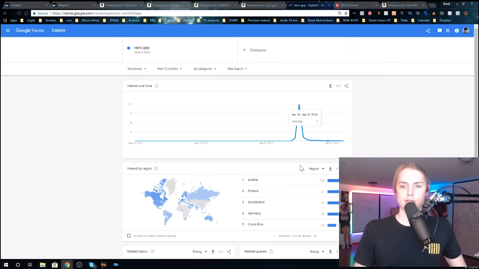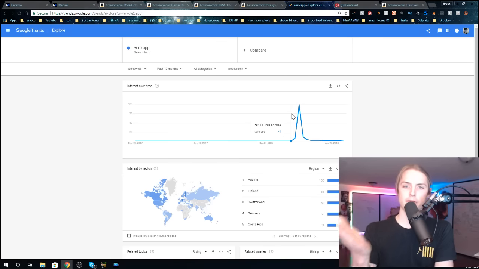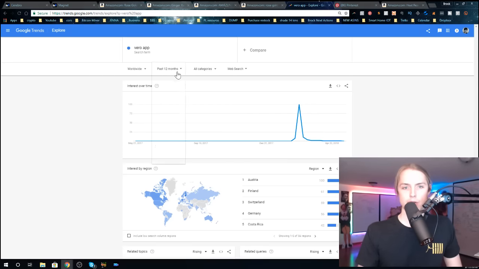Okay, so this Vero app, I remember I'm actually in the private group of Gary Vaynerchuk's thing, and there's like 100 of us in there, and they were telling us, oh, check out the Vero app, and I was like, no, you don't want to check it out because it had broken this exponential curve.